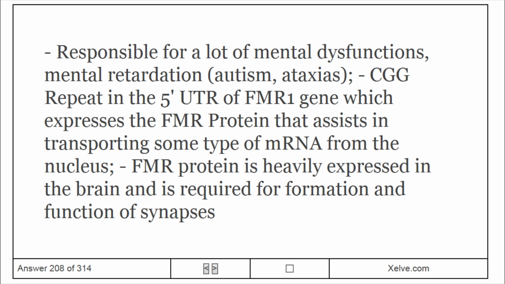Fragile X syndrome is responsible for a lot of mental dysfunction, including mental retardation. It involves a CGG repeat in the 5' UTR of the FMR1 gene, which expresses the FMR protein that assists in transporting some types of mRNA from the nucleus. FMR protein is heavily expressed in the brain and is required for the formation and function of synapses.